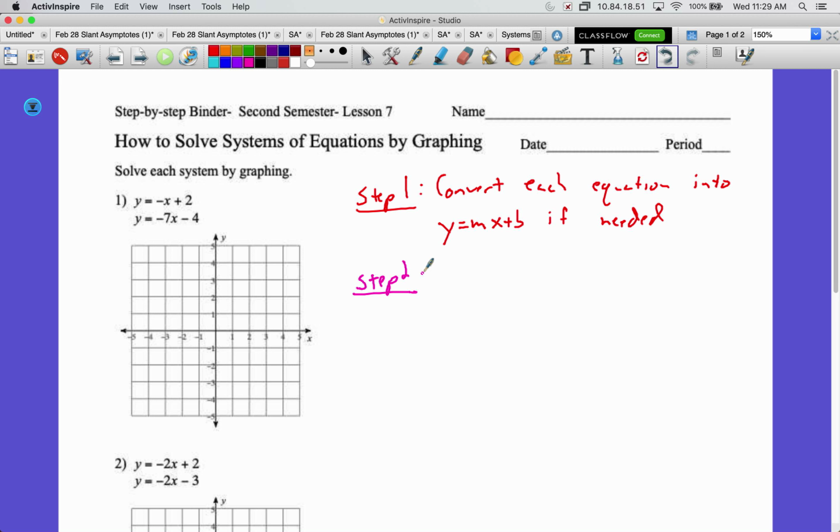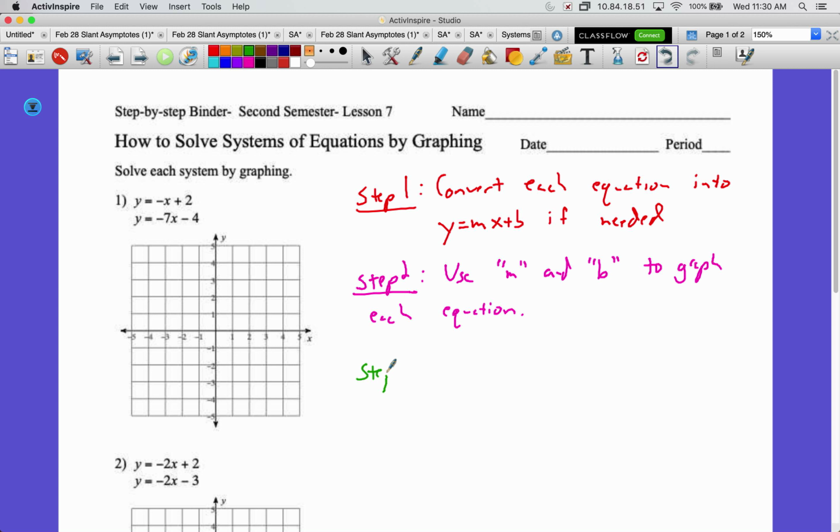Step two, use m and b to graph each equation. What I mean by that is we put a point at the y-intercept of b, then we attach a slope of m to it to get more points, and connect up those points with a straight line.